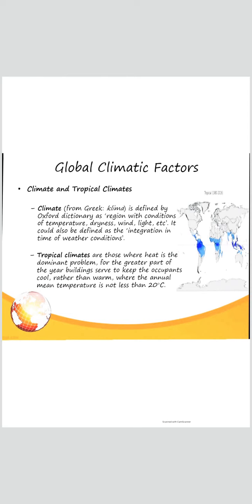Global climatic factors. The first point is climate and the tropical climates. Climate, in Greek it is called klima, and is defined in the Oxford Dictionary as the region where conditions of temperature, dryness, wind, light, etc. prevail. It could also be defined as an integration of the time of weather conditions. Tropical climates are those where the heat is the dominant problem.